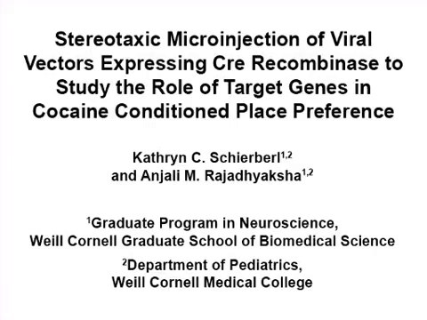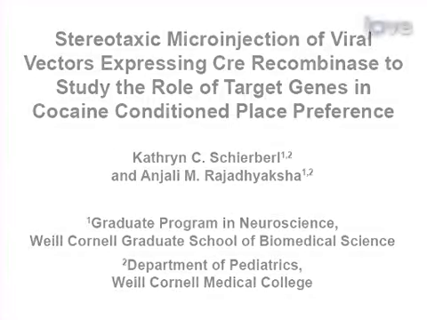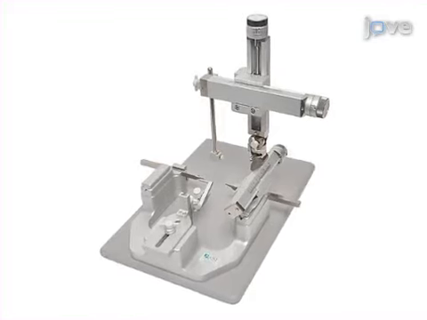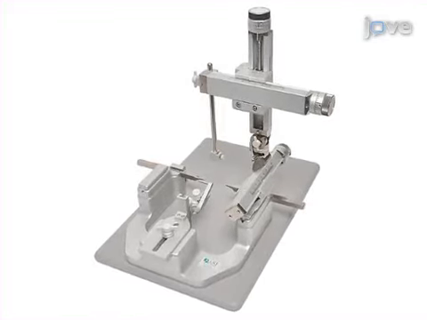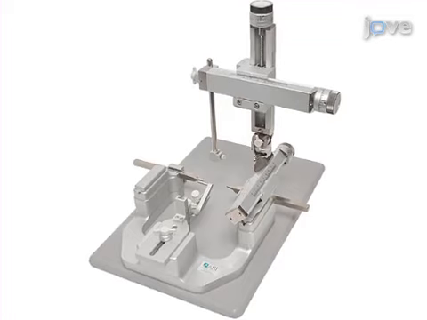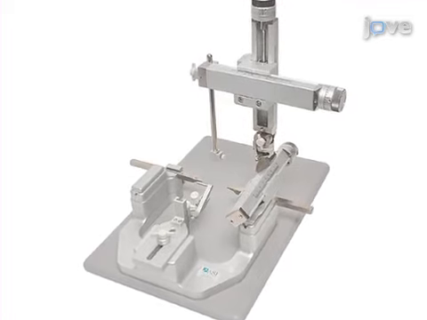The overall goal of this procedure is to selectively ablate target genes during discrete phases of the conditioned place preference paradigm to test their contribution to this behavior across time. This is accomplished by first stereotaxically microinjecting the recombinant adeno-associated viral vector expressing Cre Recombinase.